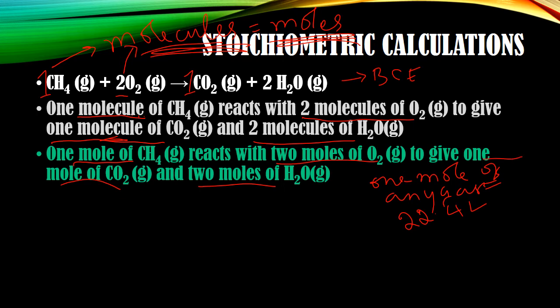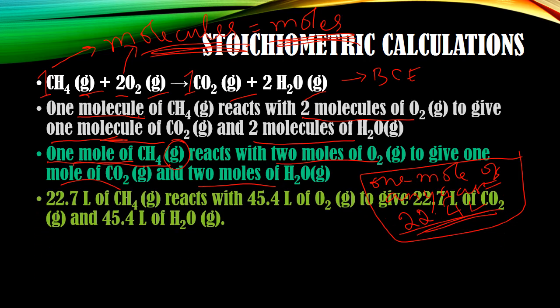So 1 mole of any gas occupies 22.4 liters of volume. So instead of saying 1 mole of methane, since this is in gaseous state, in fact all our reactants and products in this equation are in gaseous state, everything can be expressed in terms of volume. So instead of 1 mole of methane, we can say it is 22.4 liters of methane reacting with 2 moles of oxygen.